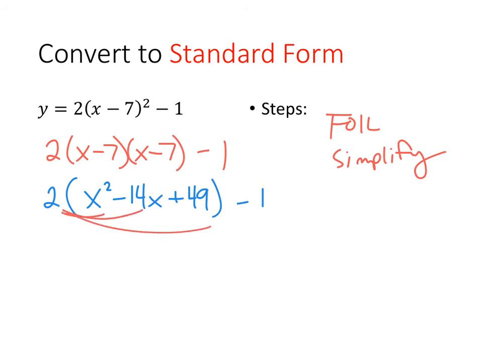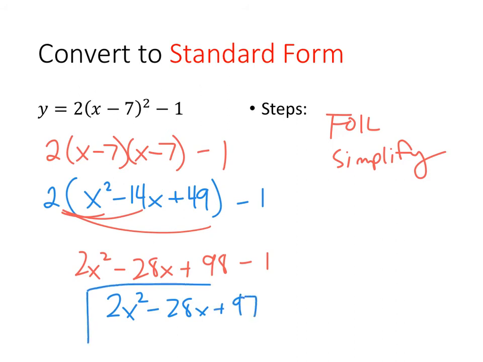Distribute my 2. 2x squared minus 28x plus 98 minus 1. And that gives me 2x squared minus 28x plus 97. So it's not necessarily the easiest thing to do, but it is pretty straightforward to convert from vertex form to standard form. So you can at least know those things, and you can kind of identify other pieces to this.